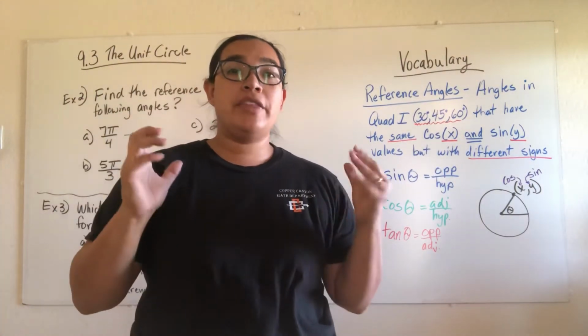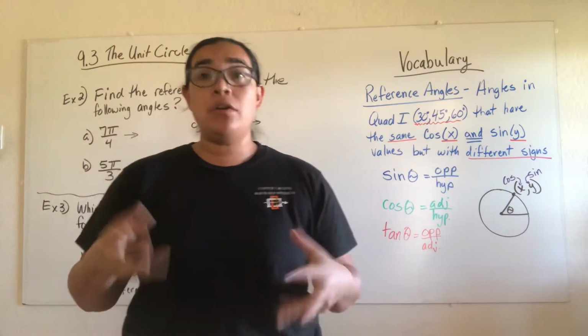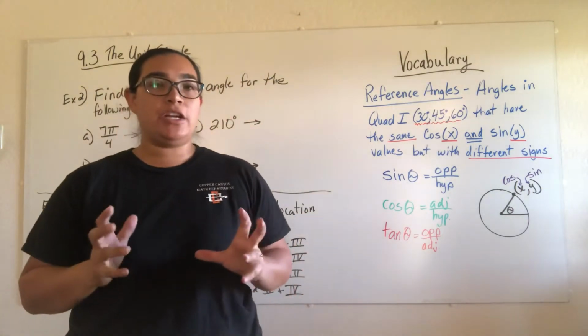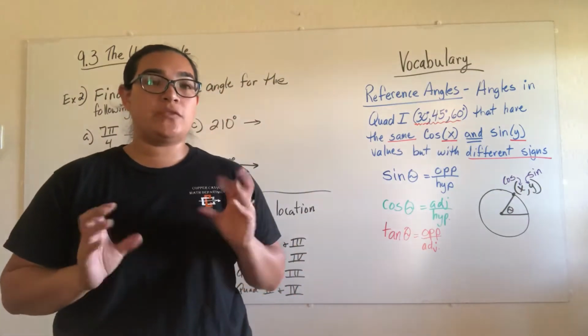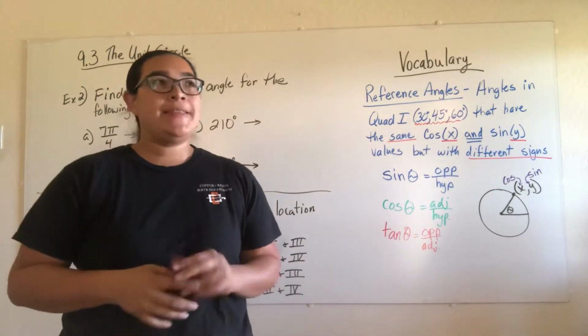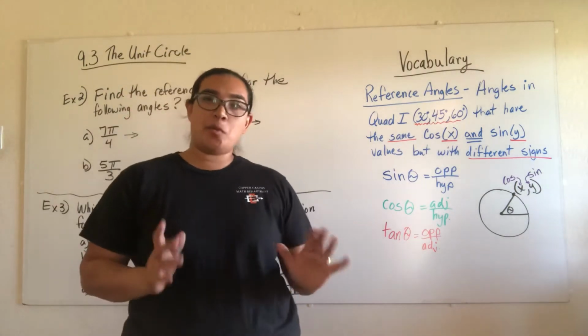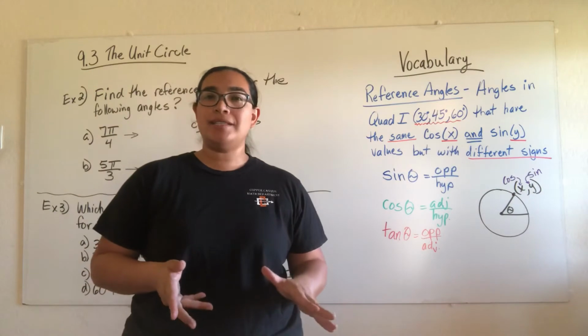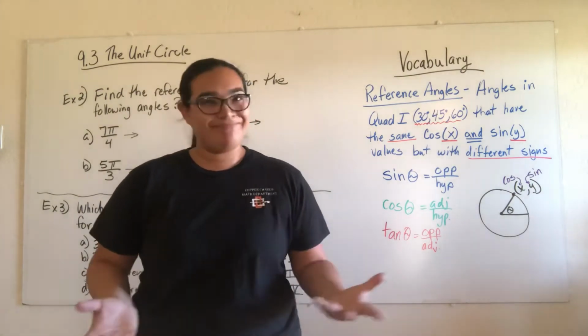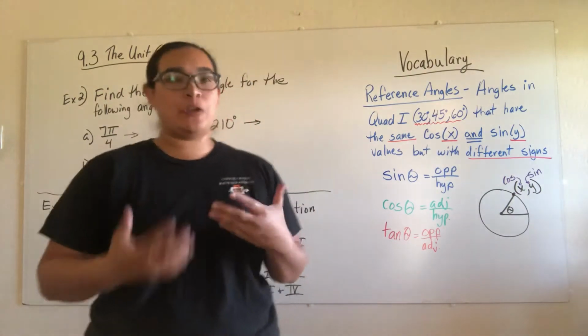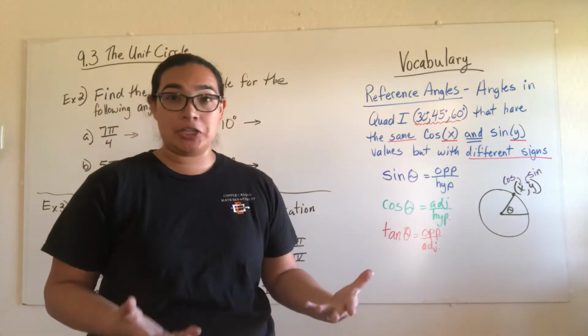So this is just a second video on some more examples. This particular video for 9.3 unit circle is focusing on reference angles. That's one of the very few vocabulary words that you'll see in this particular lesson. And again, it's one of those things that if you don't understand that, you'll have no idea what it is you're looking for.